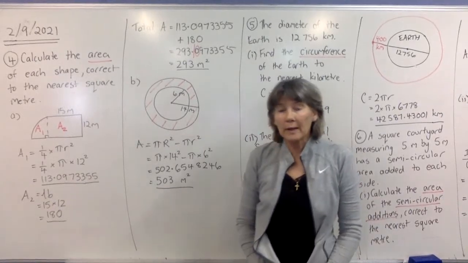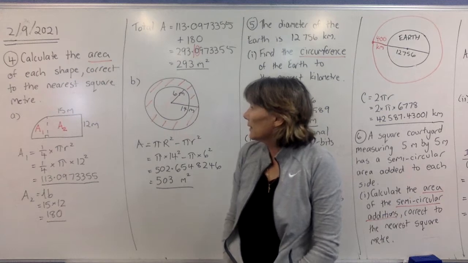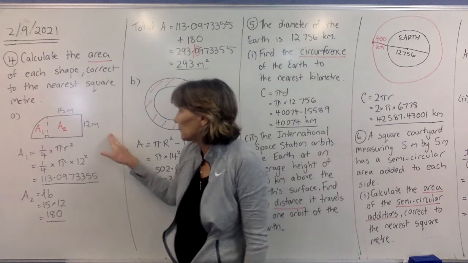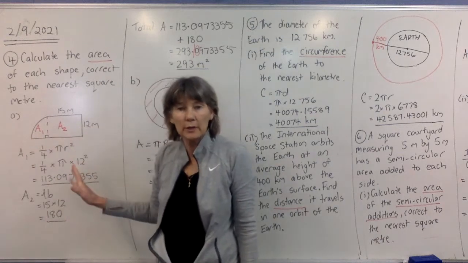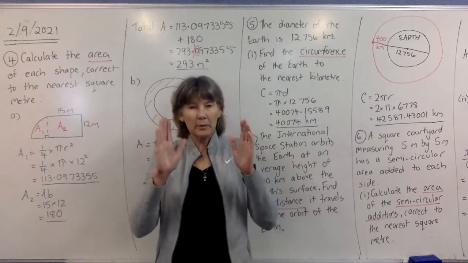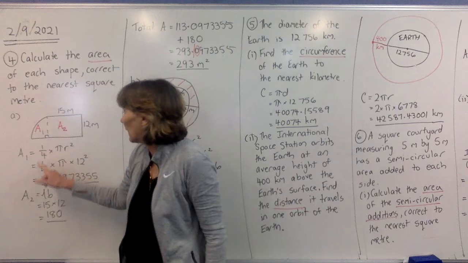Right, so we'll do a few more harder examples, boys, and see how we're going. We're finding the area of each shape to the nearest square metre. So let's look at the first one. I've divided this up into two sections, area 1 and area 2. Area 1 I've picked with the curved part because it's always going to be a bit trickier, so we're doing that part first.